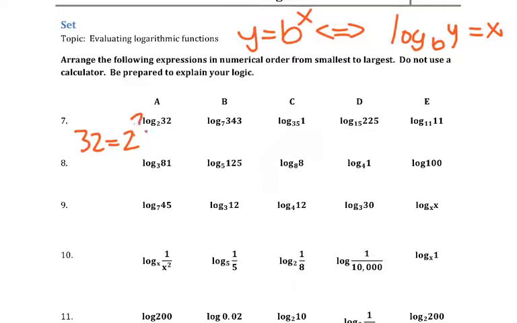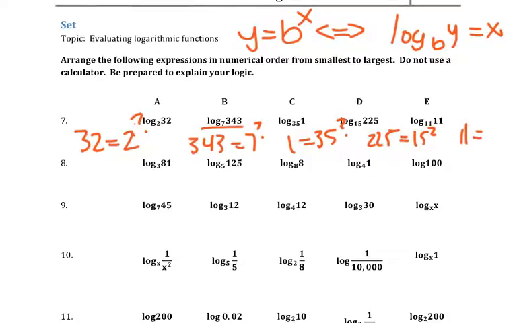Okay, now this one would be 343 equals 7 to the question mark, then 1 equals 35 to the question mark, then 225 equals 15 to the question mark, and finally 11 equals 11 to the question mark. And I'll see what you know. This one should be easy to see because it's one of those rules.